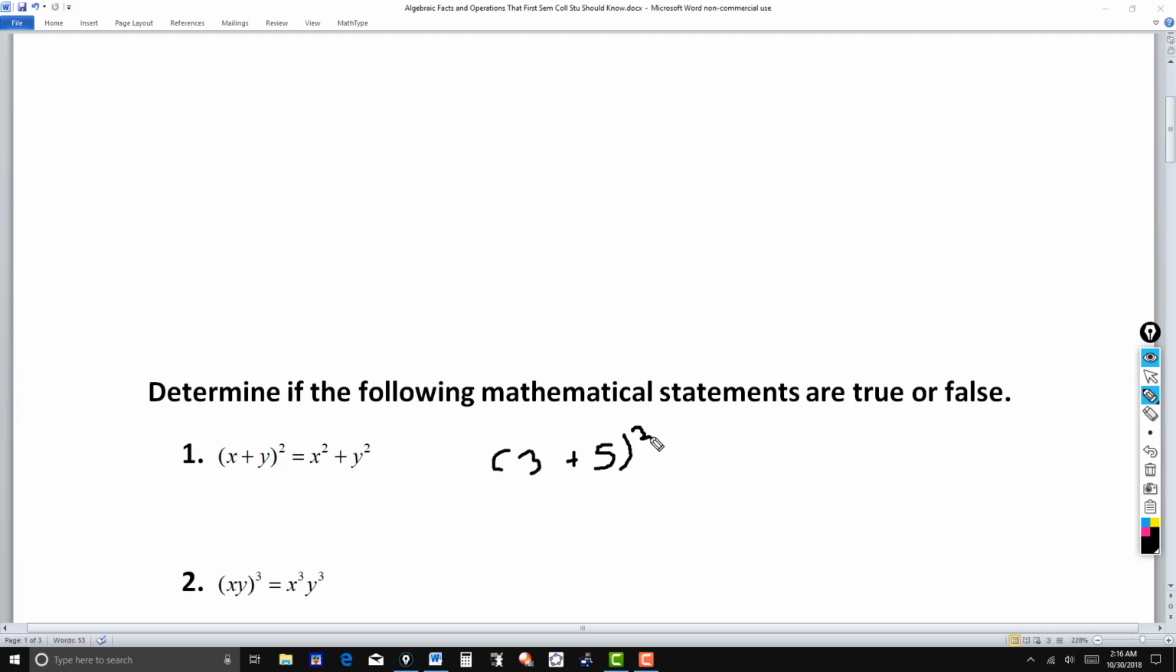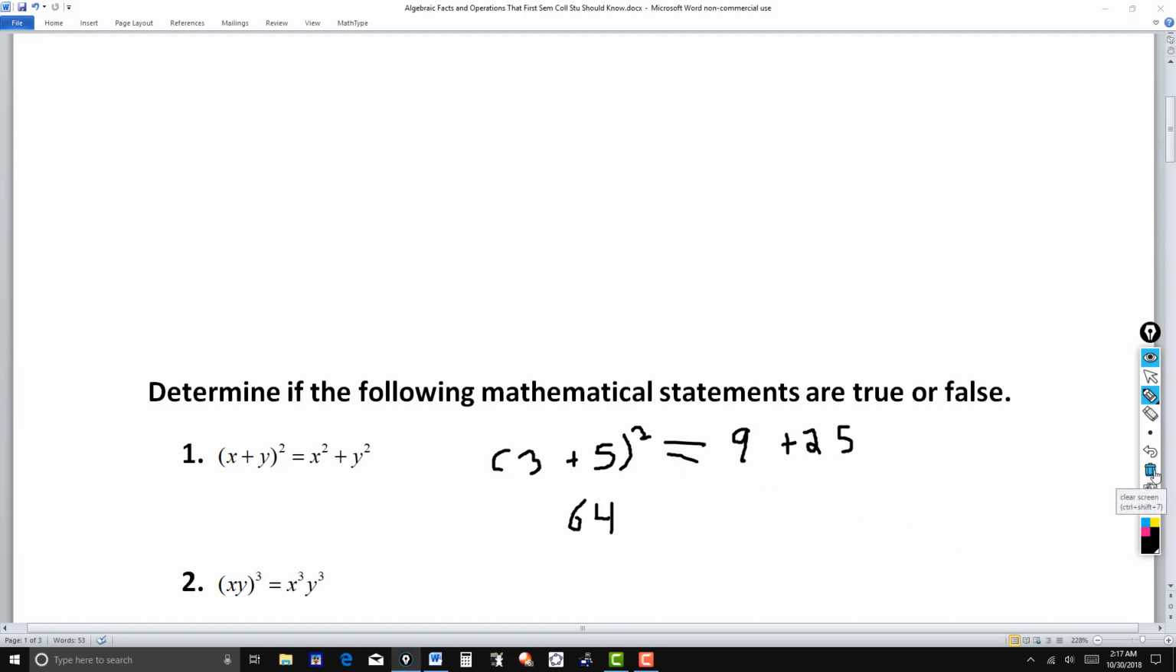Let's do it two ways so we can see the contradiction. 3 plus 5 is 8, squared. This should be 64, no problem with that. Now if we follow this rule, it's 3 squared, which is 9, plus 5 squared, which is 25, and I know the answer has to be 64. 9 plus 25 is not 64. So that's where that one is false.